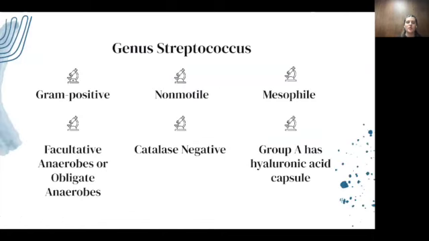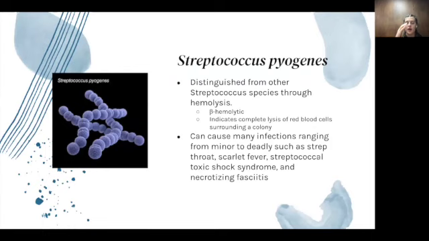So Group A streptococcus is from the genus Streptococcus, and it is a gram-positive bacteria. It is non-motile, a mesophile, and they can be facultative anaerobes or obligate anaerobes, and they are usually catalase negative. And Group A Streptococcus actually have hyaluronic acid capsules. So Group A Streptococcus is more specifically known as Streptococcus pyogenes.